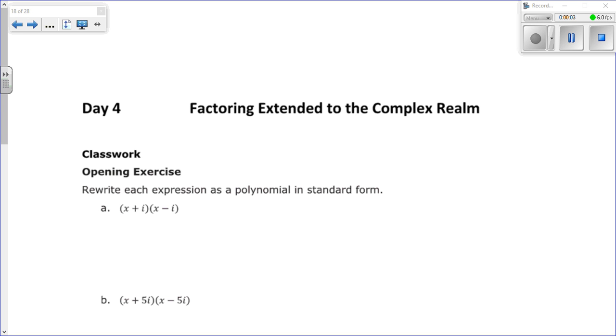Hi, and welcome to day 4 of complex numbers. Today we're factoring using complex numbers.